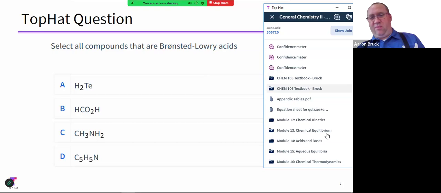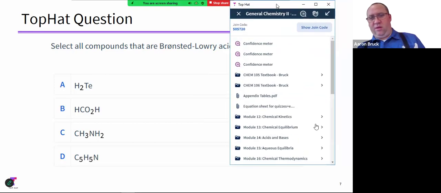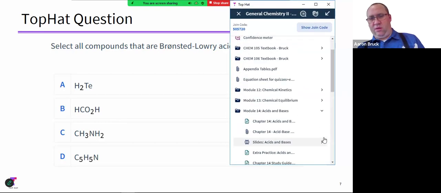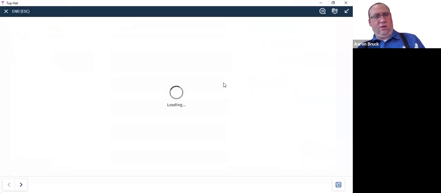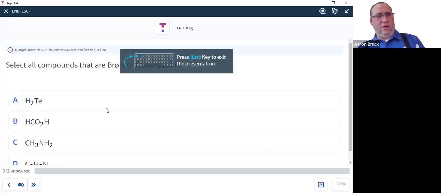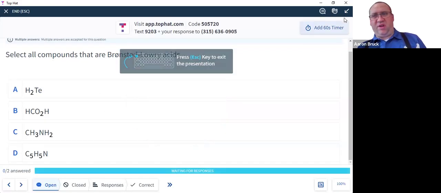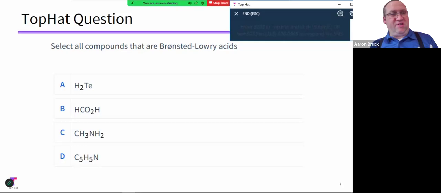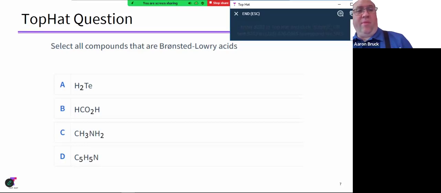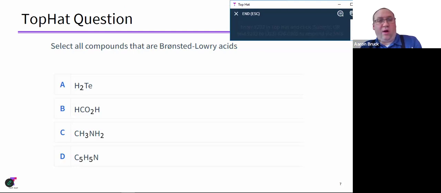So with those in mind, let's do our first question of the day. This is a select all question, so there are possibly more than one answer. But I want you to select all compounds that could be or are Bronsted-Lowry acids.